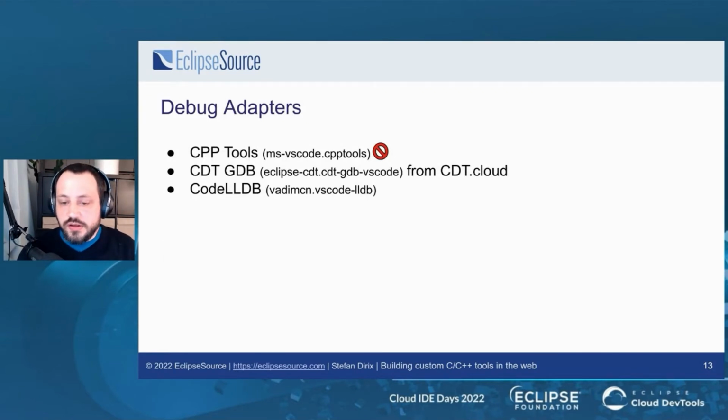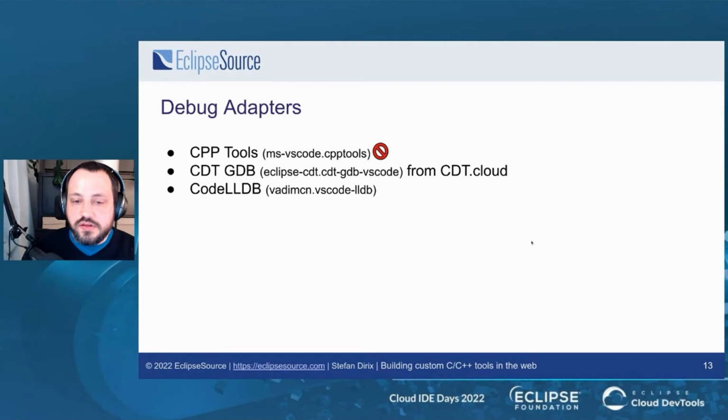Obviously, as I already mentioned, there are the CPP tools by Microsoft. However, because of the license, we can't use them. Then there's the CDT adapter from CDT.cloud. This is the one which we integrated into the CDT.cloud Blueprint. And last but not least, there's CodeLLDB for everyone preferring LLDB over GDB.